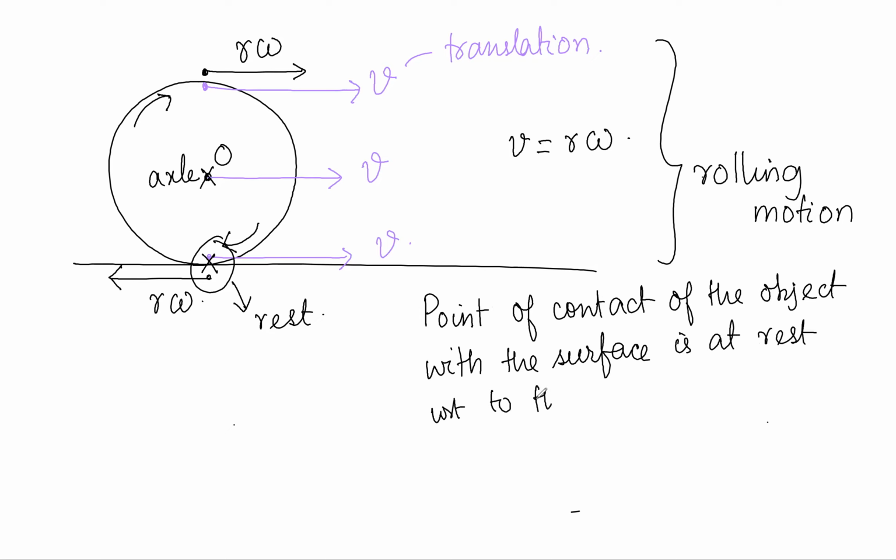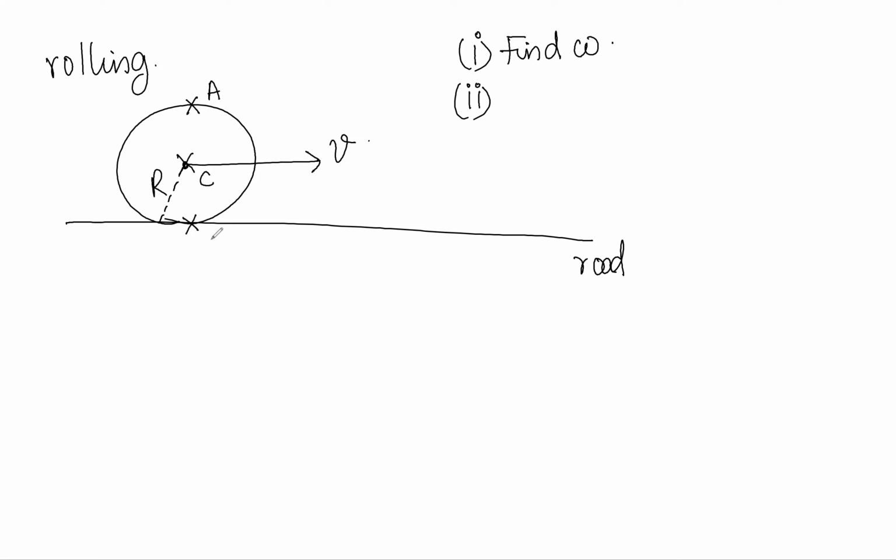The second part of this question is find the velocity of a few points. So find the velocity of the top of the wheel, which I'm calling T, the velocity of the center of the wheel, and the velocity of the point of contact with the surface, which I'm calling S. Or even you can call it the speed. So I've called them T, C, and S.